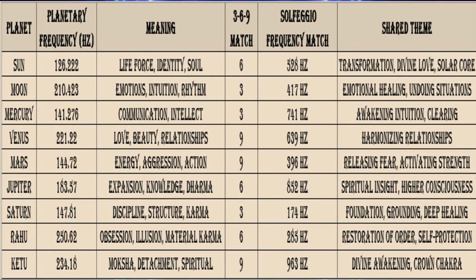Need motivation and drive, use Mars 144.72 Hz and 396 Hz, which is releasing fear and activating the root energy as well. Seeking abundance and growth, use Jupiter 183.58 Hz plus the 528 Hz or the 852 Hz to manifest higher vision. Craving spiritual insight, use Ketu 234.16 Hz and 963 Hz for a divine connection.